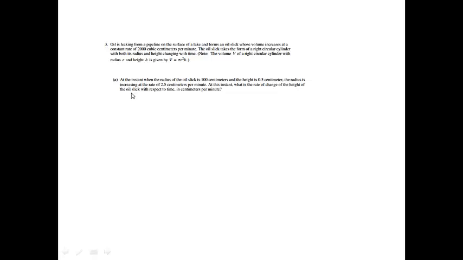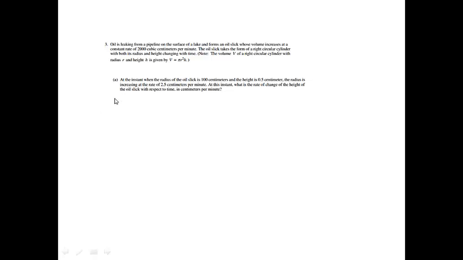At the instant when the radius of the oil slick is 100 centimeters and the height is 0.5 centimeters, the radius is increasing at the rate of 2.5 centimeters per minute. At this instant, what is the rate of change of the height of the oil slick with respect to time in centimeters per minute? Just one comment on this question, even though we usually will only have 2 calculator problems, since this is an older problem, we do get to use our calculator on it.